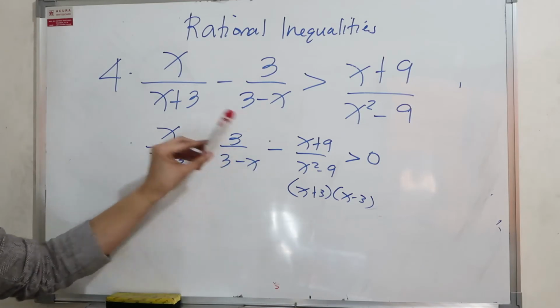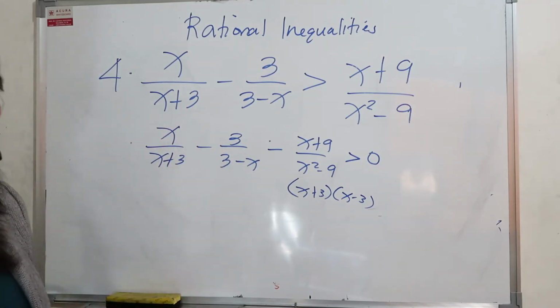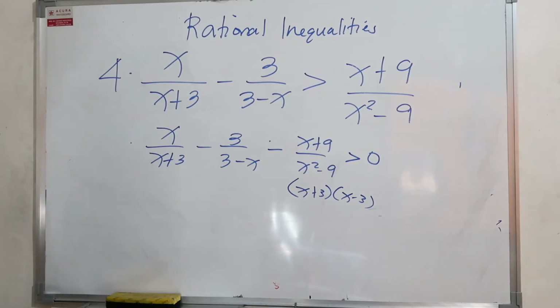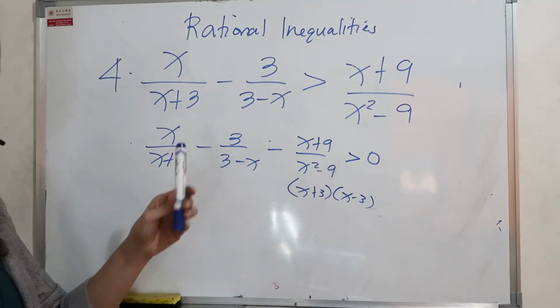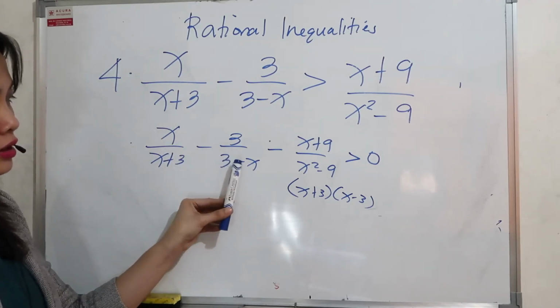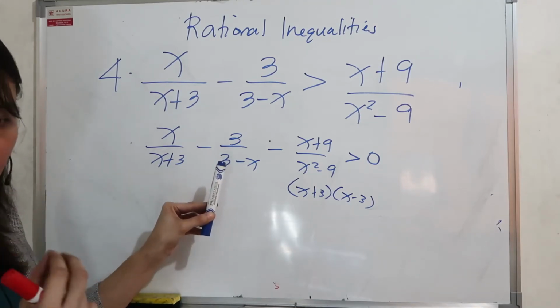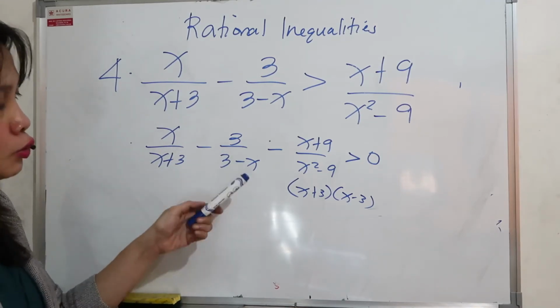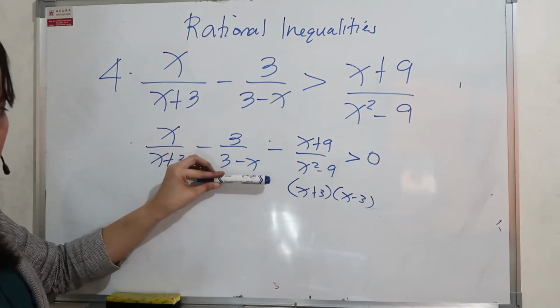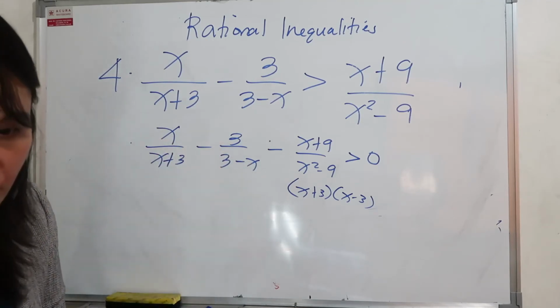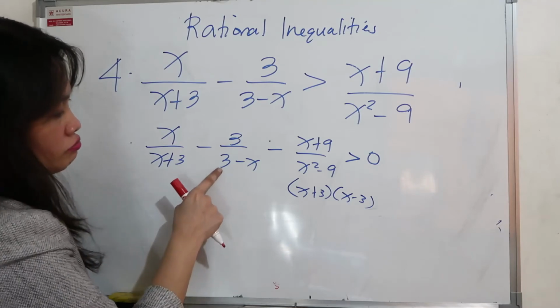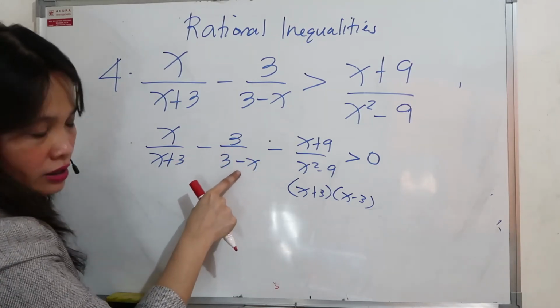Okay? In this particular example that we have, what have you noticed regarding 3 minus x? We need to factor out a negative here so that you can determine the LCD. If you will not simplify 3 minus x, or bring out the negative from 3 minus x, you cannot determine the LCD. So to determine the LCD, you need to bring out a negative, okay?